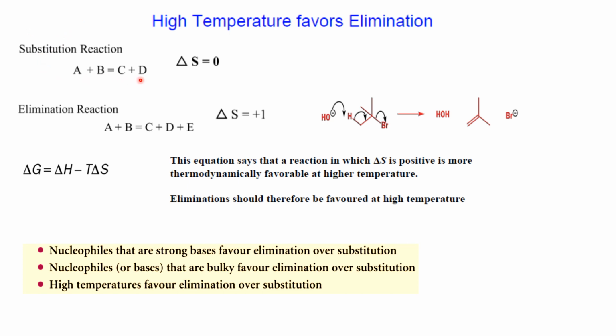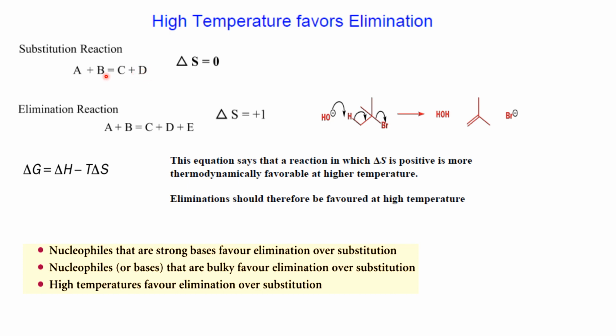For example, if you consider a substitution reaction, in a substitution reaction, a substrate A will react with a reagent, and a product C is formed in which an atom or a group of atoms is substituted by B. So D will be eliminated. That is, it is the leaving group.